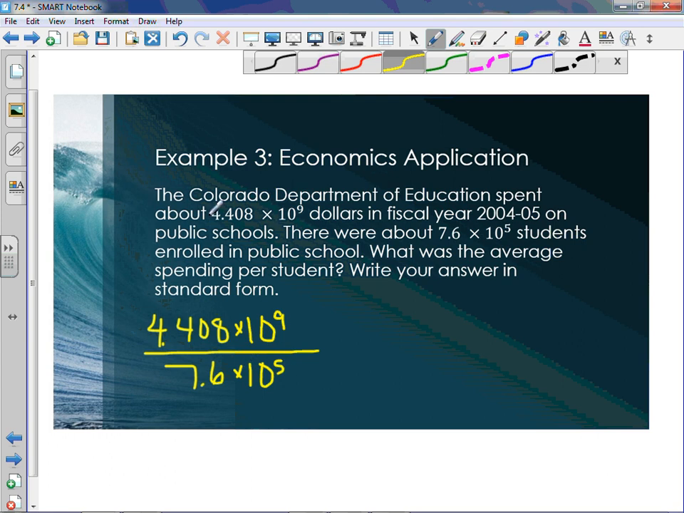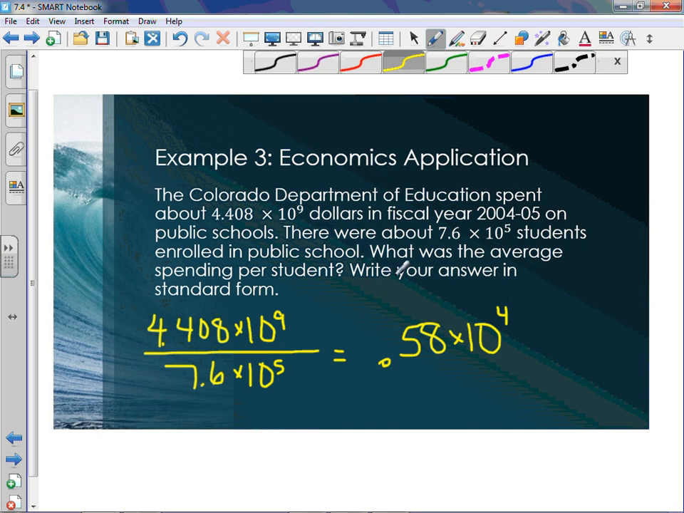So basically, I'm taking all of the money they spent and dividing it between how many students they had to find out the average amount of money per student. So I'm going to divide the front numbers first. That's 4.408 divided by 7.6. And I get 0.58. And I'm going to subtract the exponents. I have 9 and 5, so I'm going to get 4 here.